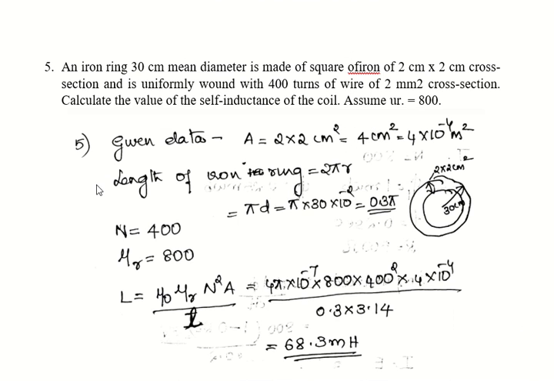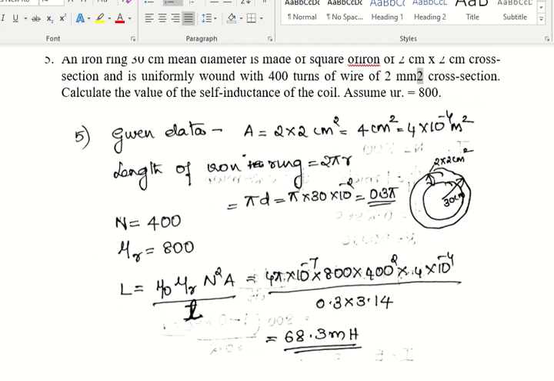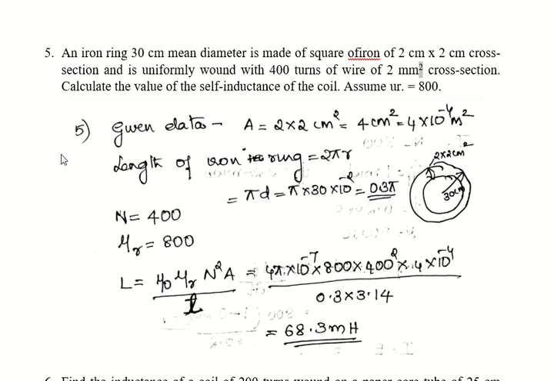So here is the next question. An iron ring of 30 cm diameter is made of a square of iron of 2 cm by 2 cm cross section and is uniformly wound with 400 turns of wire of 2 mm square cross section. Calculate the value of self-inductance if μr is given. This is a very easy question. First you write the given data. Once you write the given data, you can easily find out the parameter.